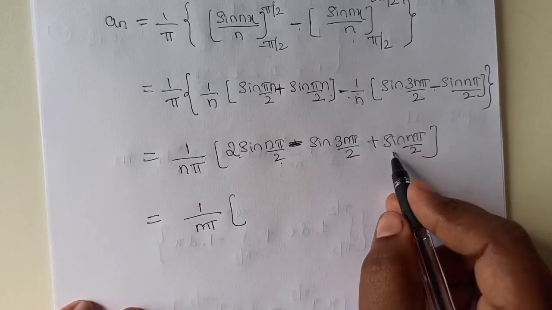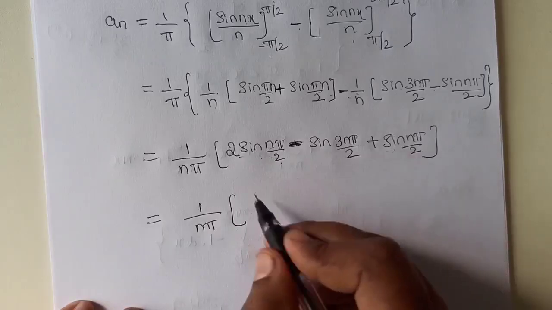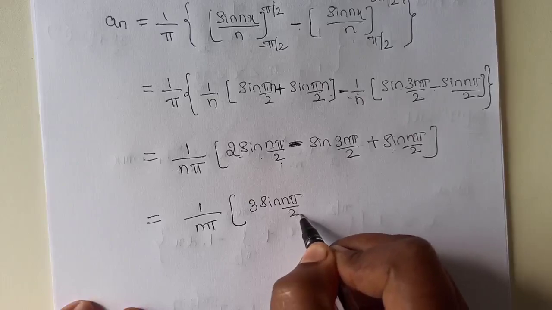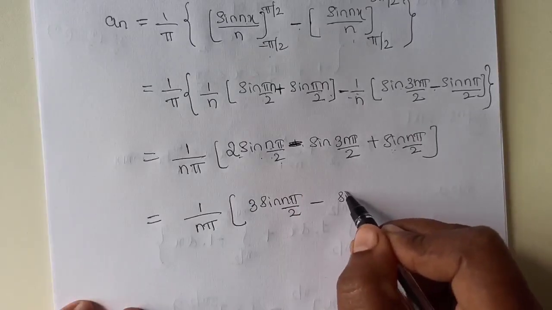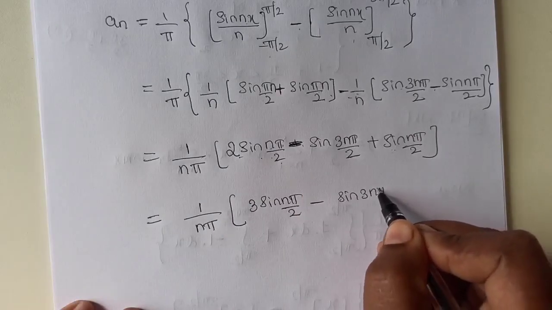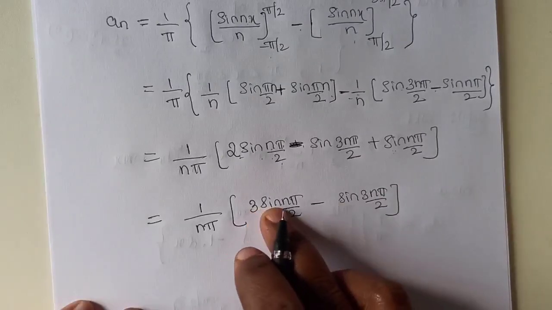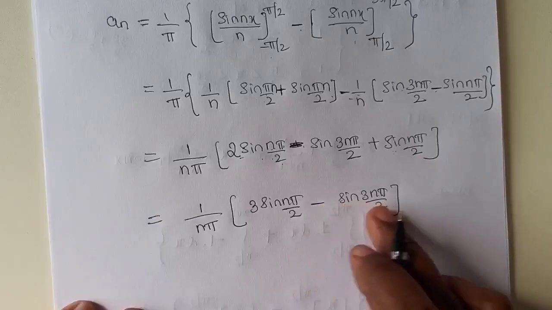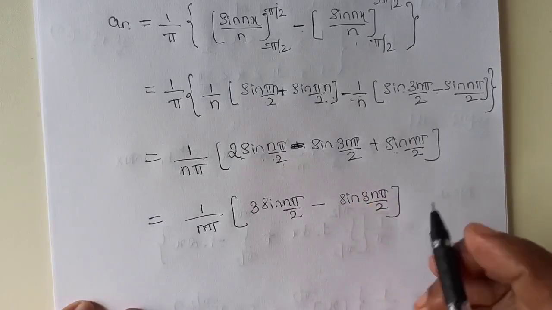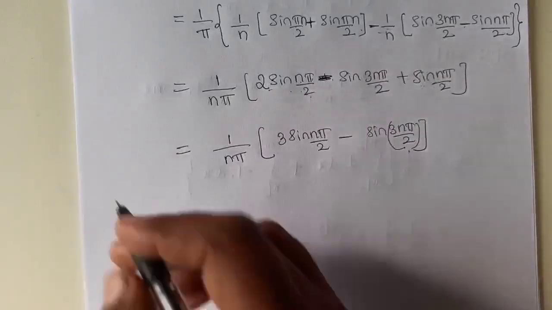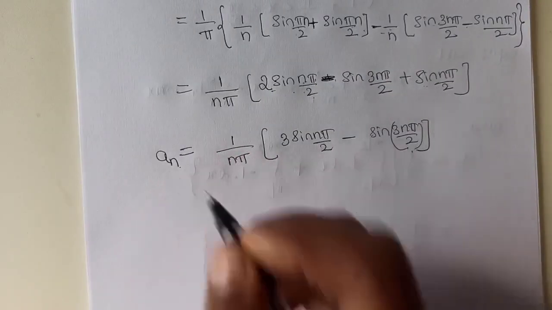So here we get 2n pi by 2 plus n pi by 2 is equals to 3 sine n pi by 2 minus sine 3n pi by 2. Don't go for cancellation. This is 3 sine n pi by 2, this one minus of sine of 3n pi by 2. So here we have this angle. Okay, so this is the an value.